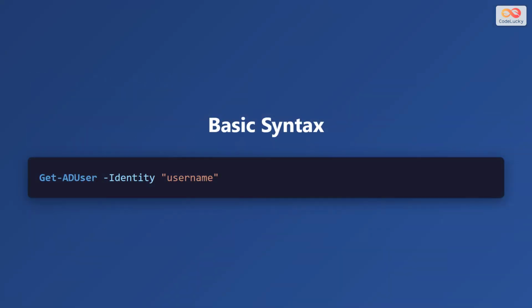The basic syntax of Get-ADUser is straightforward. You use the Cmdlet name Get-ADUser, followed by the identity parameter and the username you want to retrieve. The identity parameter specifies which user account you're looking for. This is the simplest form of the command and is perfect when you need to quickly look up information about a specific user in your Active Directory environment.